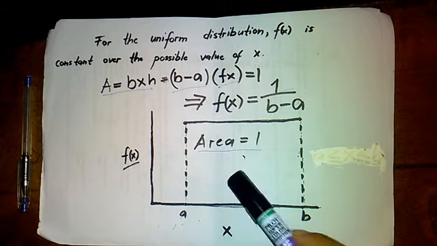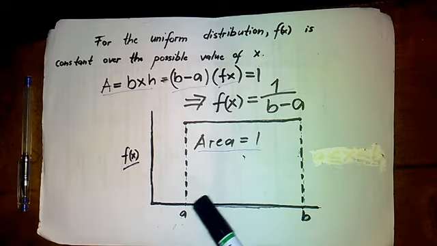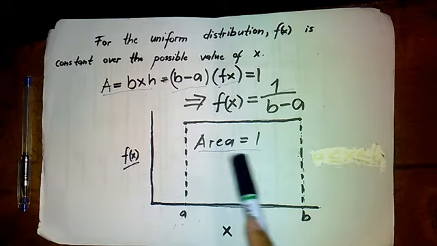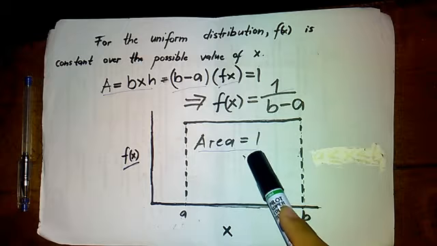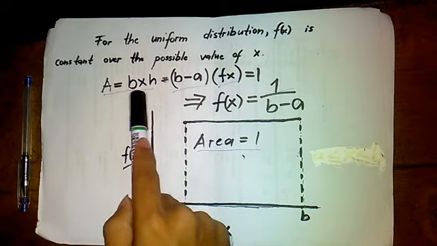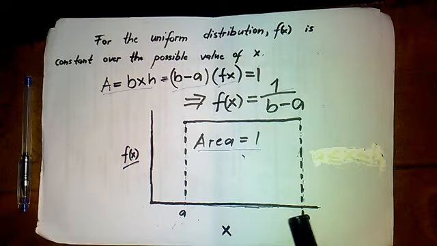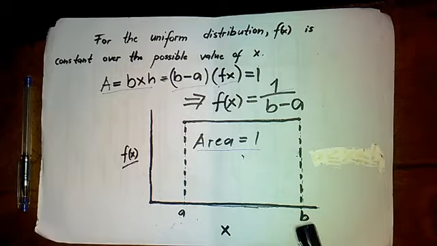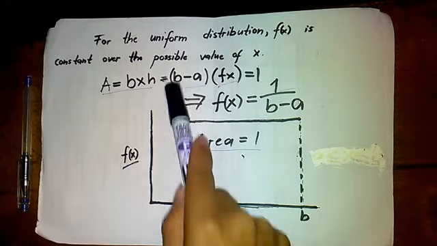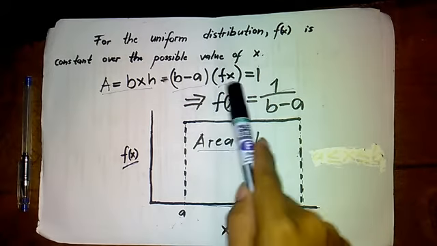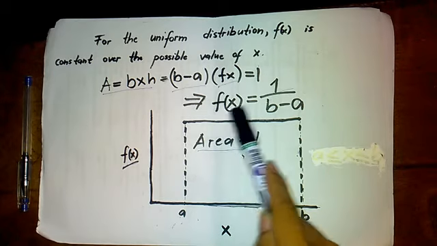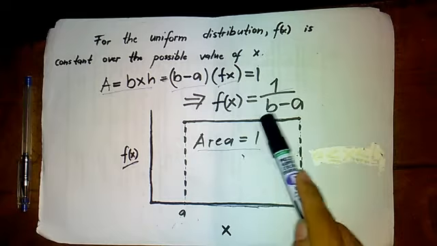In the continuous uniform distribution, it is simply a rectangle. So our area here is equal to 1. The formula of our rectangle is A equals base times height. Note that our base is b minus a, and our height is f of x. So b minus a times f of x is equal to 1. To find f of x, we have f of x equals 1 over b minus a.